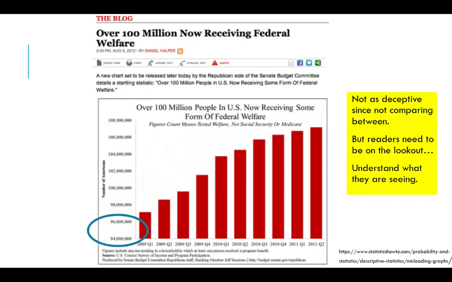Now, here's an example. We're looking at an article on receiving federal welfare. And you do see in this graph right here that the axis is not starting at 0. So look at where I've got the blue circle. And you see we're not starting at 0 because it would make it hard to read. But in this graph, if I were to ask you, is this okay? You probably should say, yeah, it's not so problematic because, again, we're just plotting something over time. We are not trying to compare between. But you should always be on the lookout. You need to understand what it is that you're seeing. And so this is important, but not necessarily deception being communicated here.